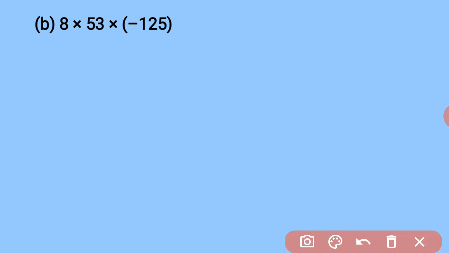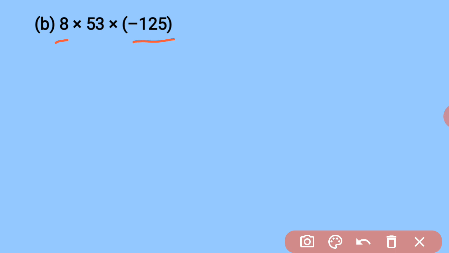Let's try another. This is 8 into 53 into minus 125. Children, concentrate. Three numbers are to be multiplied. Usually you will multiply all these three one by one, and then finally you will get the answer. But there is an easy method also. Think about 8 and 125.